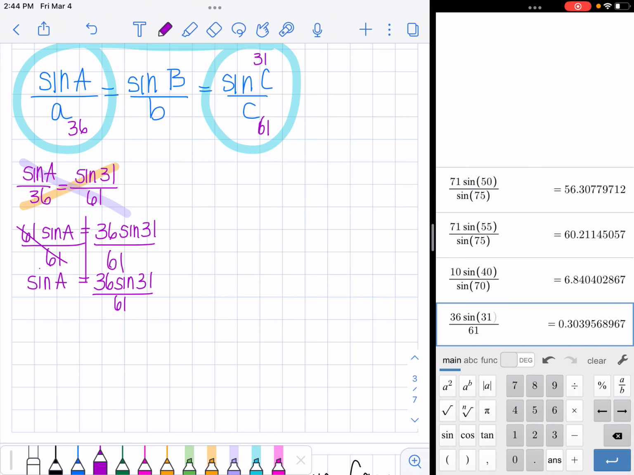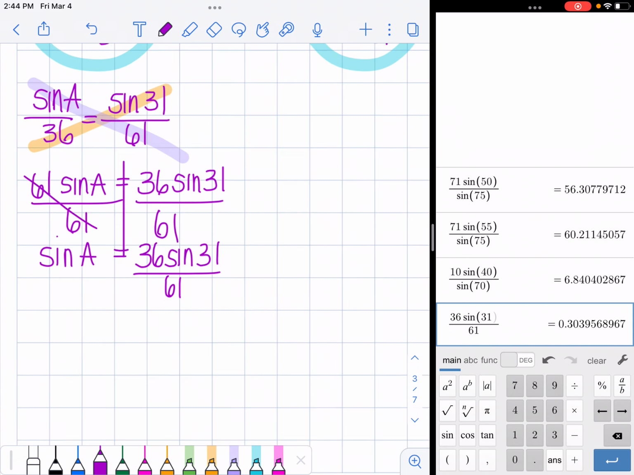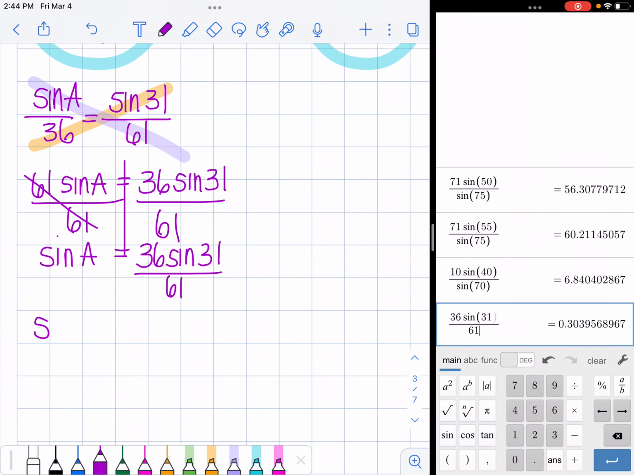When we're solving for an angle, it's important that the answer we get for this part, where we write the sine of A equals whatever this number is, needs to be between -1 and +1. Because if you look at the sine graph, it oscillates, which means it goes up and down and repeats itself. The biggest y value you can have is 1, and the smallest is -1. So that's important, that our answer is between -1 and +1. So this gives me 0.30395.